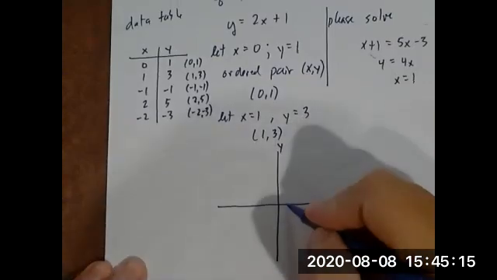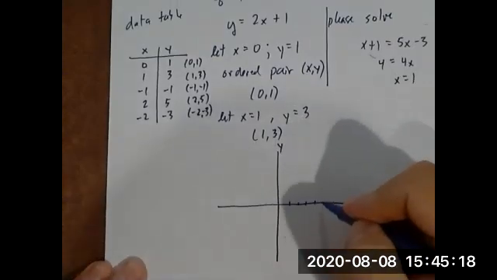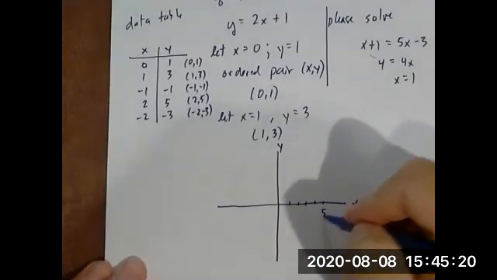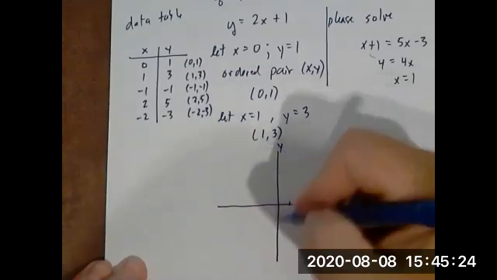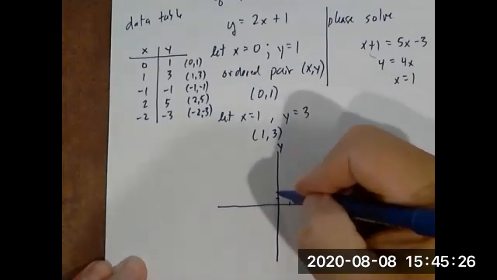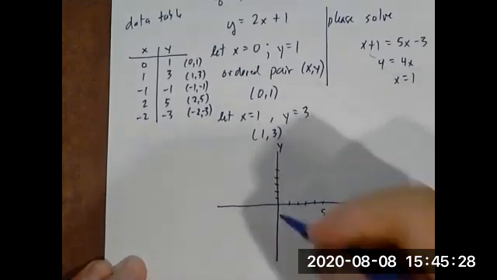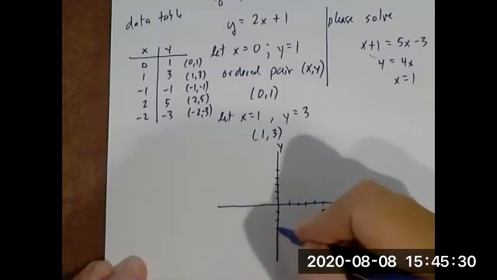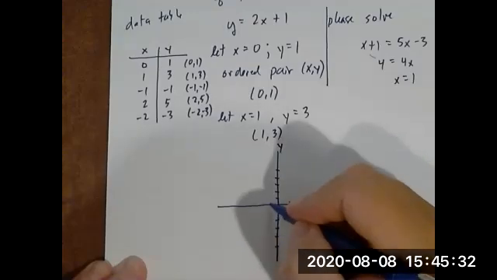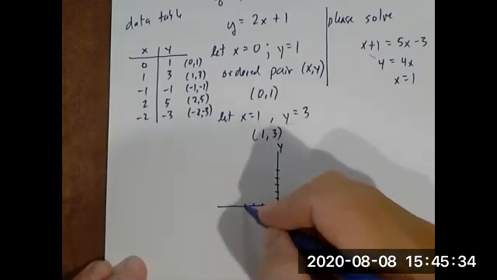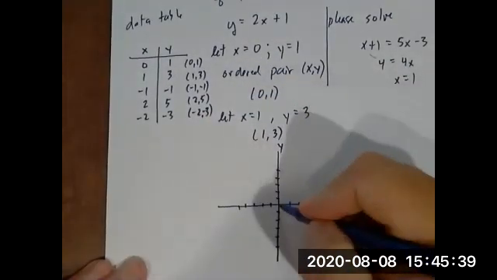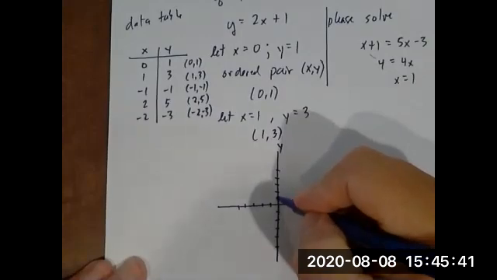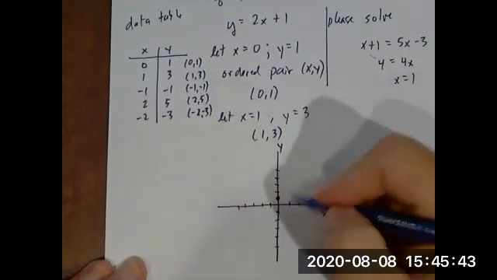So let's say 1, 2, 3, 4, 5. So like here's 5. The x-axis is the horizontal axis. Up and down is the y-axis. I assume you all remember how to graph, right? Let's see how close we are. 0, 1: x is 0, y is 1. 1, 3.